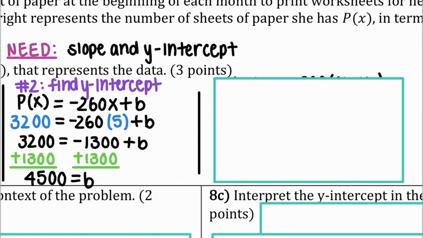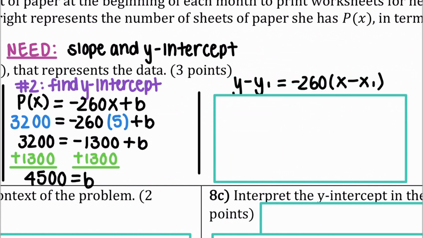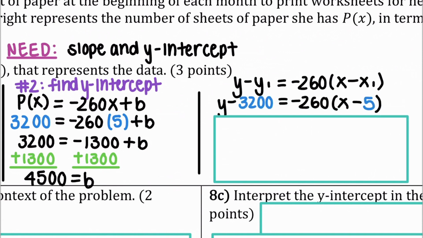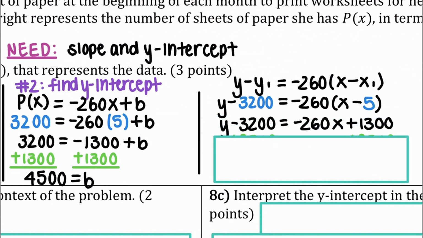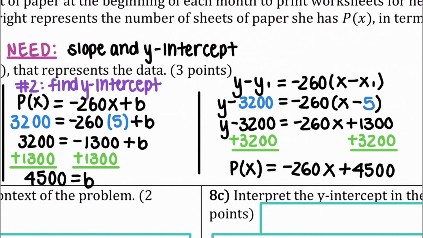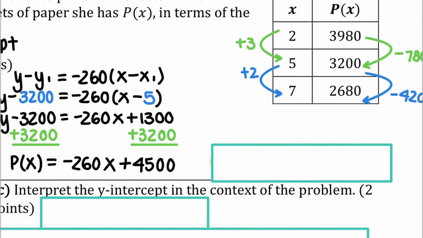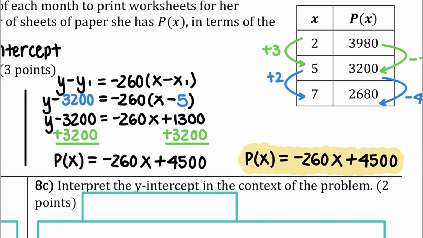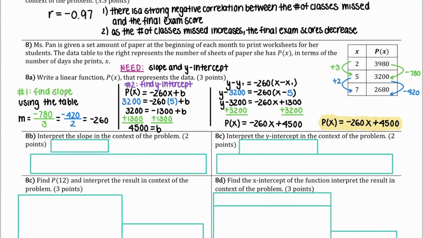Another way to do it is using point-slope form. And if you forgot, point-slope form is just slope formula in disguise. So here we have our slope. And let's substitute in a random point. I'm going to use the same point, 5 and 3,200. And if you choose to use point-slope form, you can distribute the negative 260 to each term within the parentheses, giving us what we have here. And then isolating y gives us our final equation. So regardless of whatever method that you choose, our final equation should be in terms of p of x, since that's what they ask us to find. So p of x equals negative 260x plus 4,500.